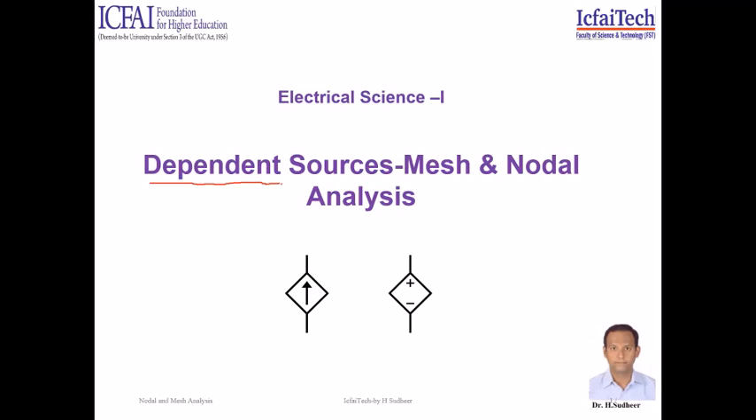In this lecture we'll study what dependent sources are, and how we can solve circuits with dependent sources using mesh analysis and nodal analysis. As we know, a voltage source is indicated with a plus and minus symbol. If this plus and minus is encircled, it is called an independent voltage source. If you place plus and minus within a diamond or rhombus shape, then it is a dependent voltage source.